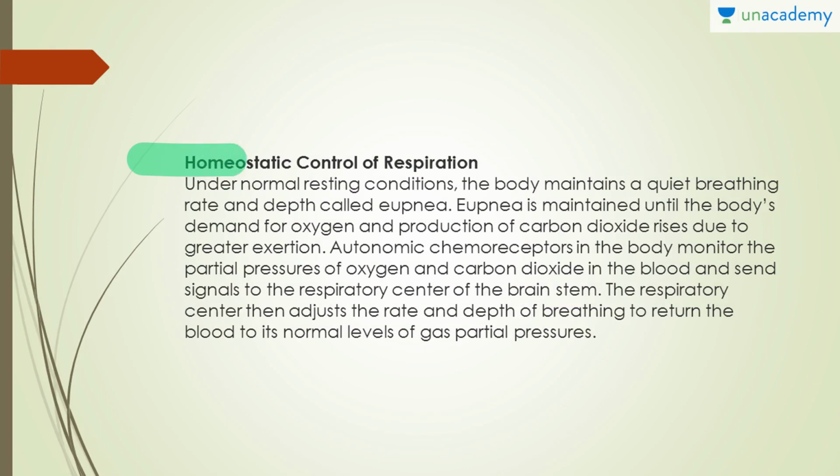Now, homeostatic control and respiration. Under normal resting conditions, the body maintains a quiet breathing rate and depth called eupnea. Eupnea is maintained until the body's demand for O2 and production of CO2 rises due to greater exertion, that is, during exercise. Automatic chemoreceptors in the body monitor the partial pressure of oxygen and CO2 in the blood and send signals to the respiratory center of the brain stem. The respiratory center then adjusts the rate and depth of breathing to return the blood to the normal level of gas partial pressures.